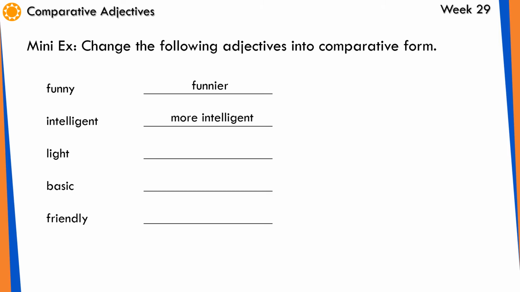Light. It has only one syllable. We just add the letters ER, and we have lighter. Basic. It has two syllables. So we need to add the word more before the adjective, and we have more basic. Friendly. It has two syllables, but it ends with the letter Y, so we're going to do the same as funny. Remove the Y, put I, and then add the letters ER, and we have friendlier.